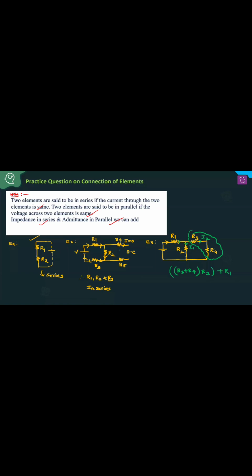See this difference. Here there is no current. These are in series. But here current is flowing. The current is divided. These two have the same current. These are in series: R3 plus R4 in parallel with R2, plus R1. Like this, you have to calculate the equivalent resistance. Clear? And one more point I told already.